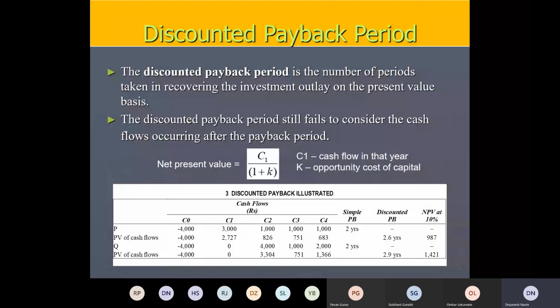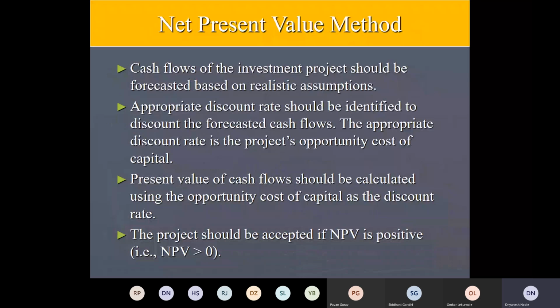Now, going ahead, this will be the next method, and this is one of the best methods available to evaluate investment decisions. The net present value method is the name of that. Cash flows of the investment project should be forecasted based on realistic assumptions. This is the first step in every investment decision, that you need to predict what is going to be the cash flow in the first year, second year, third year.